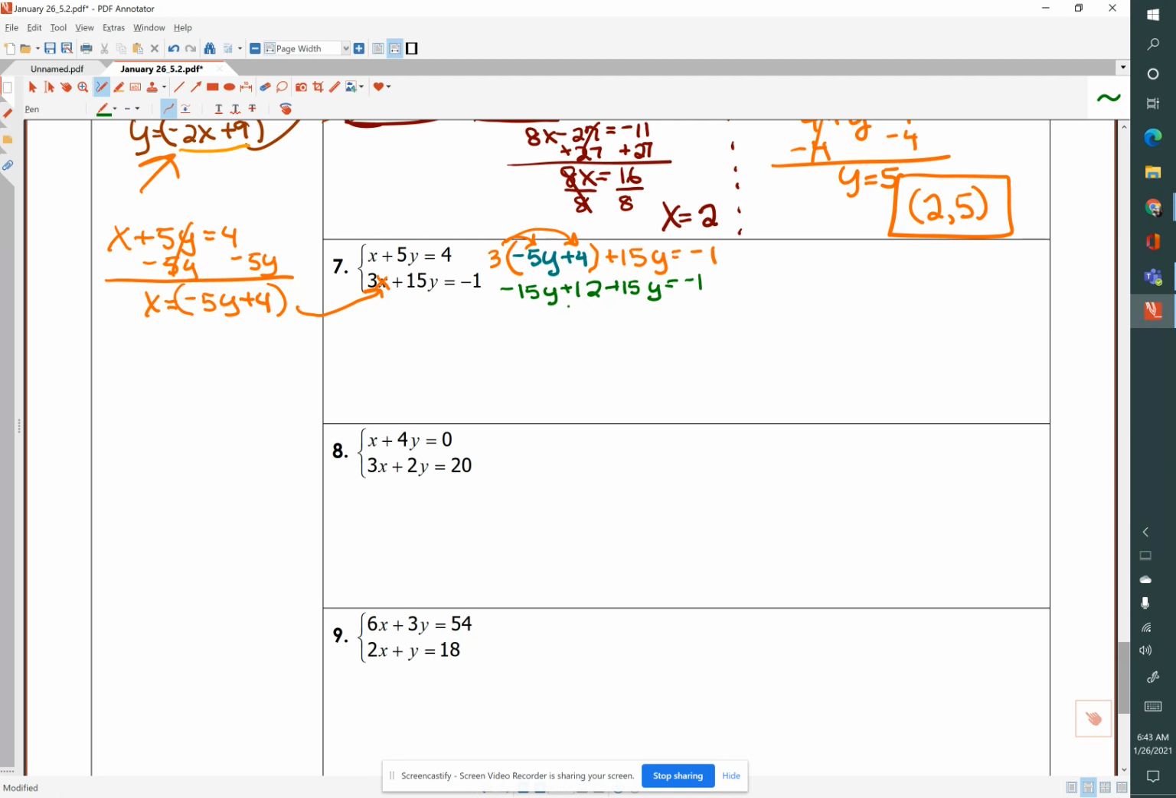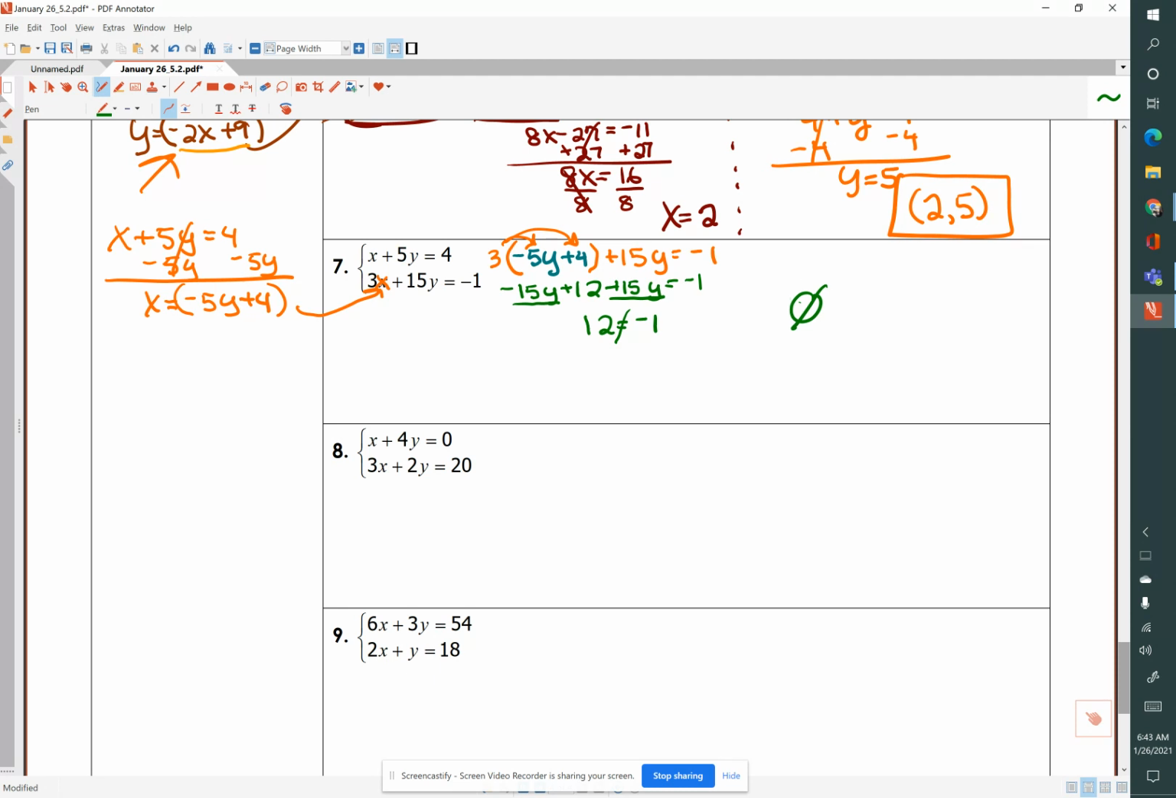So if I combine the negative 15y and the positive 15y, they equal 0. So I have no y's left. They cancel each other out. What I have left is 12 equals negative 1. Okay, of course we know that's not true. 12 does not equal negative 1. So what's happened here? What's happened here is there's no solution.